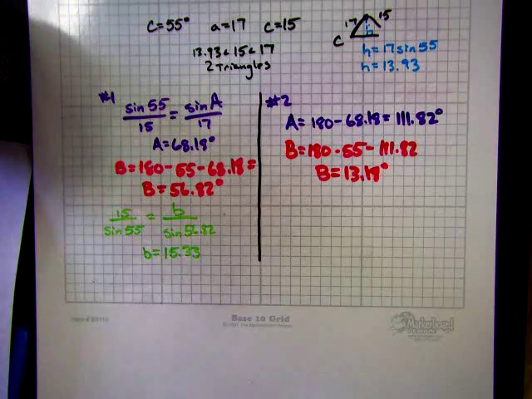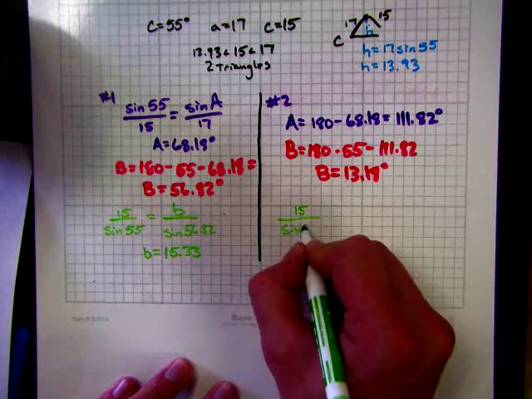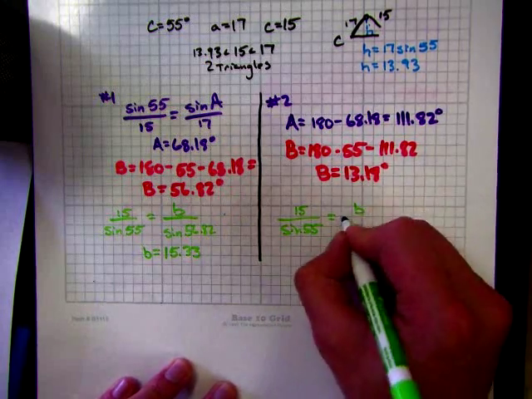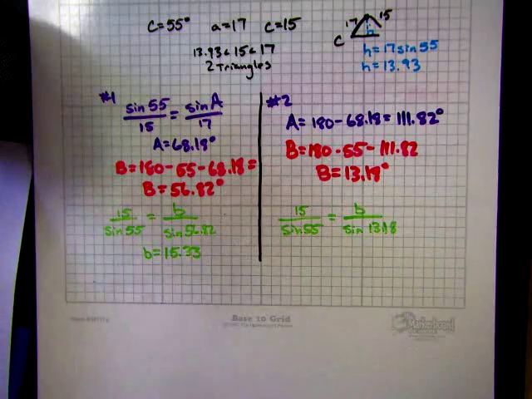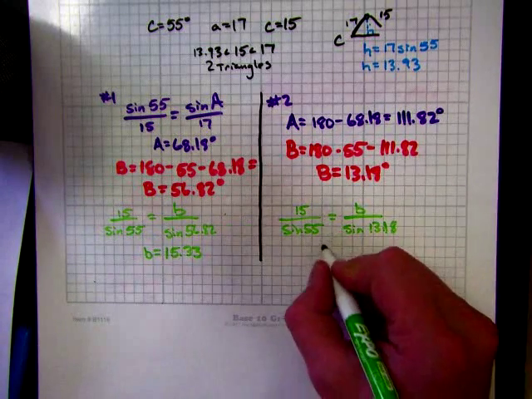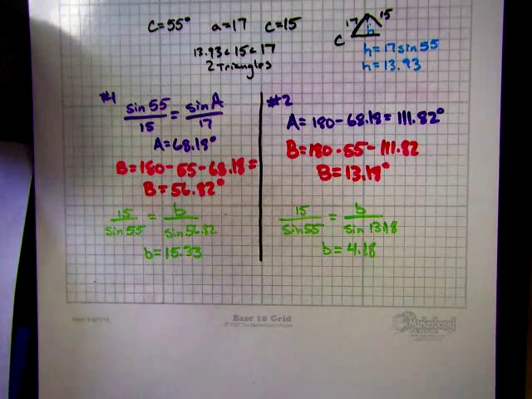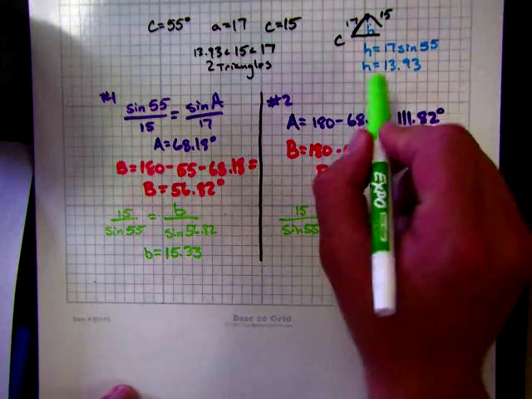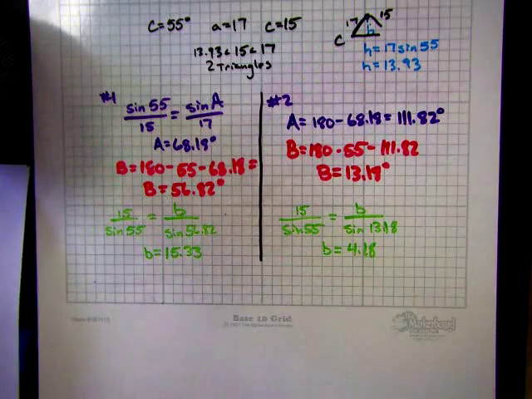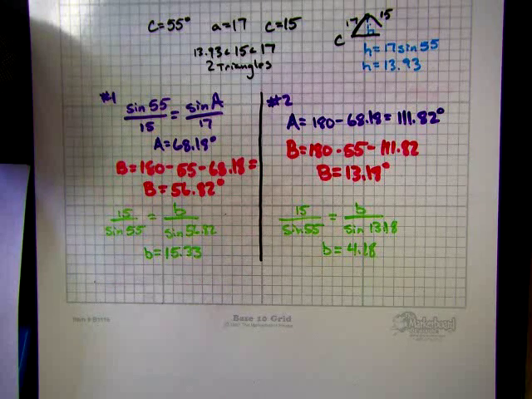Okay, knowing angle B is enough to allow me to set up another law of sines. So I'll have 15 over sine 55 is equal to side B over sine of 13.18, right? A new value for B. Okay, I solve this. I get B is equal to 4.18. Okay, and I now have two triangles, two different sets of values, and I knew all of that because I checked the height, and my free side was longer than the height, but shorter than the static side. Okay, so that's what you're checking for, and that's how you run through a two triangle problem.